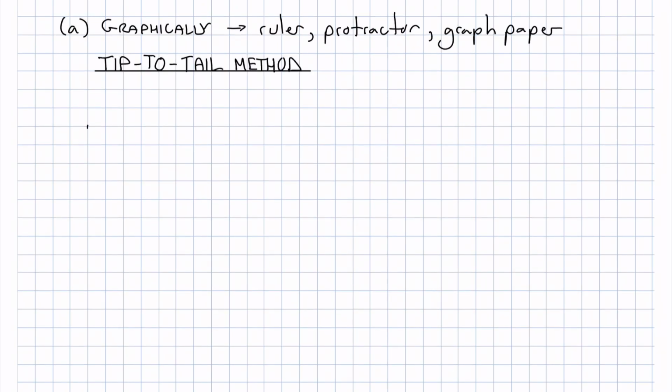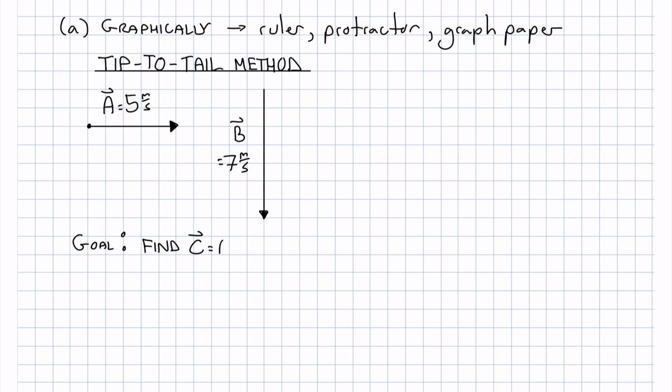To demonstrate the tip-to-tail method, I'll take the two vectors we were using before, 5 meters per second to the right, 7 meters per second down. And our goal will be to add these together to get c equals a plus b. Now I'm just going to draw it, and I'm going to section off a side here so that we can do more work to the right of the screen.